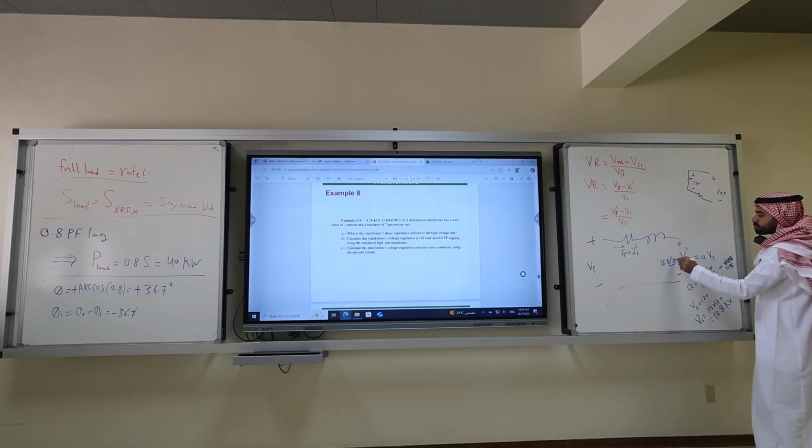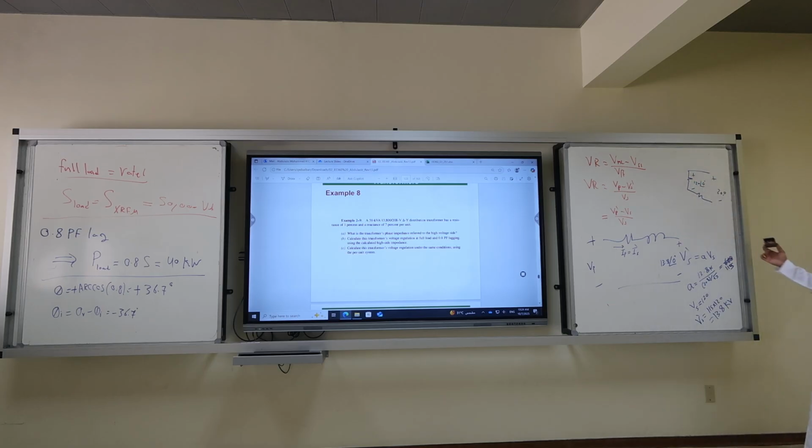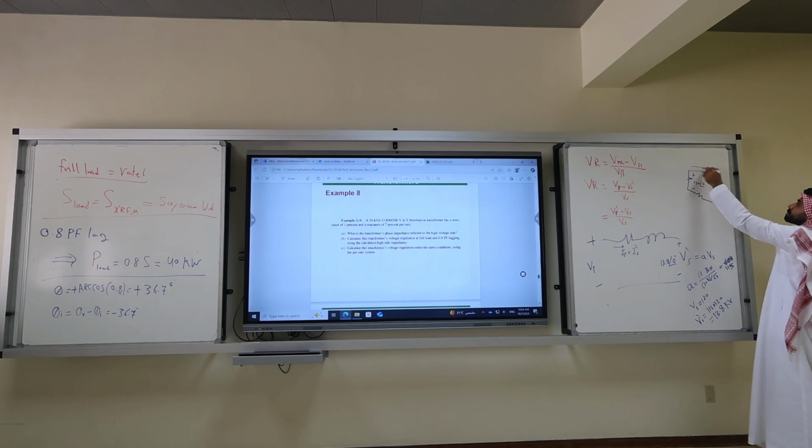13.8 angle 0. We're taking this as a reference. Angle 0. We're taking the coil. Angle 0 is the reference, because line current equals phase current.